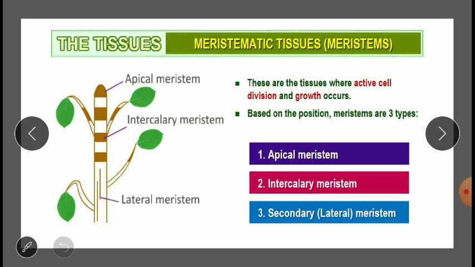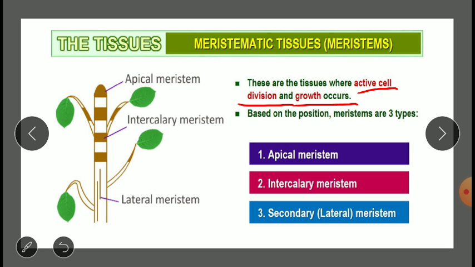So first let us go to the meristematic tissue. The meristematic tissues are those tissues which are undergoing continuous cell division. They are actively dividing. Because of these meristematic tissues only, the growth of the organism takes place. So the work of the meristematic tissue is only one thing, that is continuous division. They keep on dividing. These are the tissues where the active division and the growth occurs.